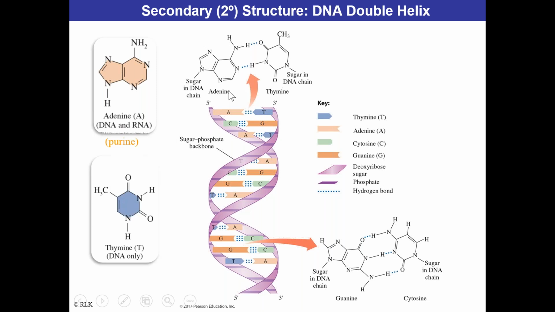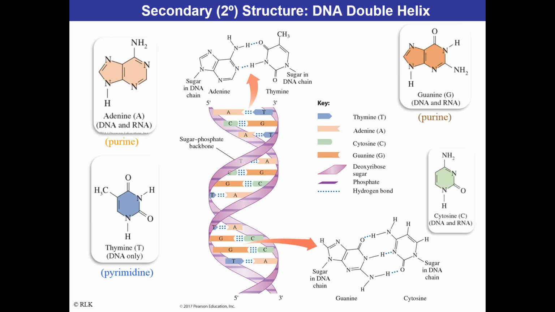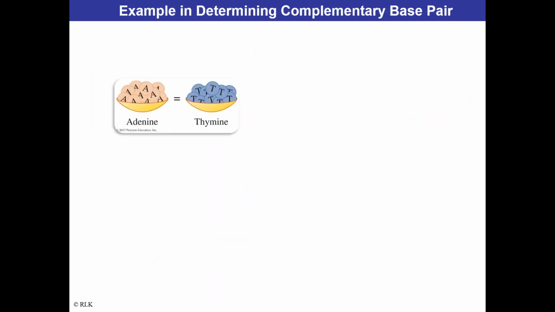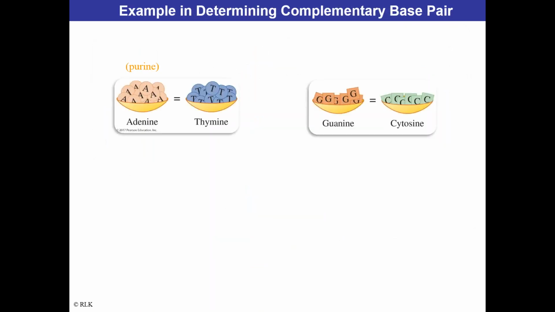So again, you have adenine, which is a type of purine, and thymine, which is a pyrimidine. They are attracted. You have the adenine-thymine complementary pair. Likewise, you have guanine, which is a purine, and cytosine, which is a pyrimidine, and they form the other complementary pair. All right, so let's figure out in this example. You have adenine and thymine, and you have guanine and cytosine.